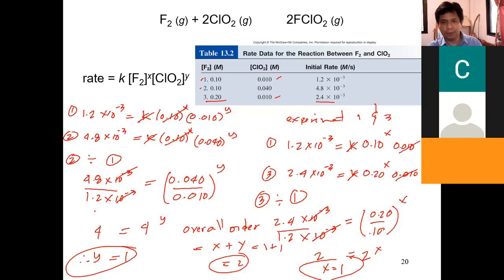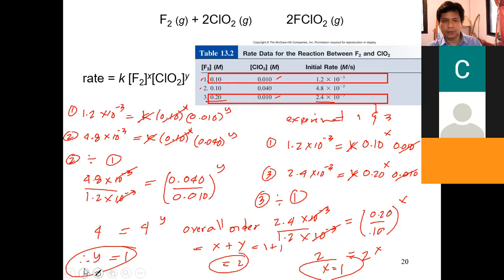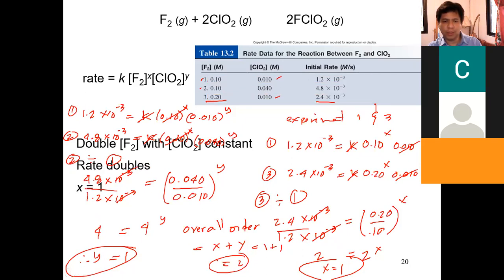Sana nakuha niyo na, previously familiar na kayo dito sa method of initial rates. Okay, so if you don't have any question, let's see. Hindi naman ang ginawa niyo doon sa problem. Okay, so double ClO2, double F2 with ClO2 constant. Rate doubles, x is equal to 1. Like this one.